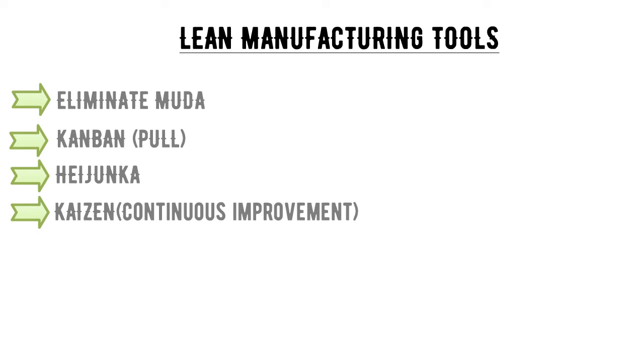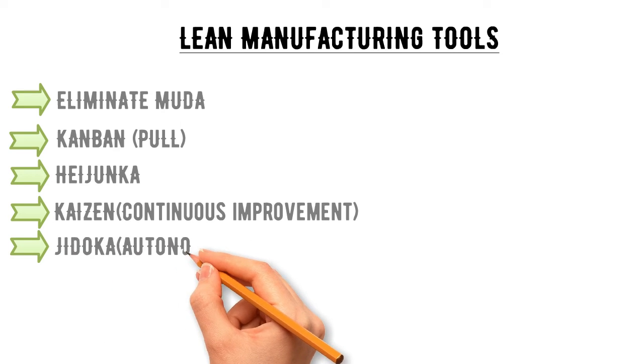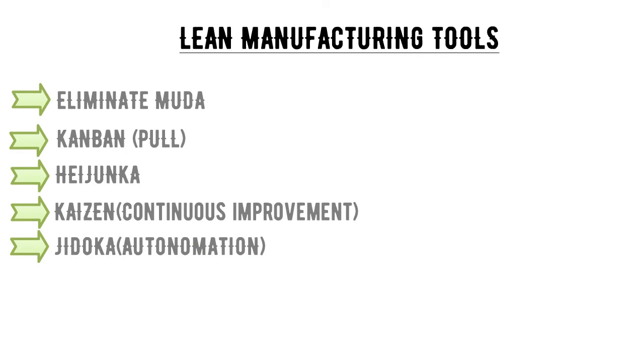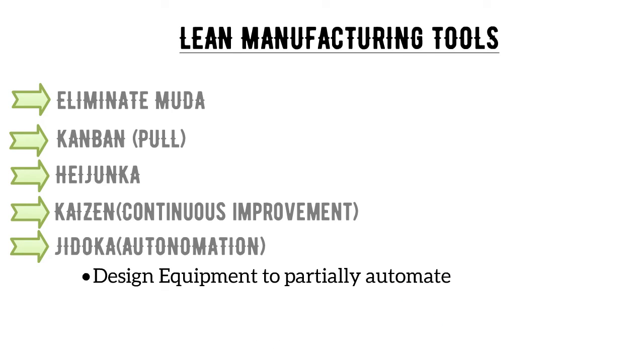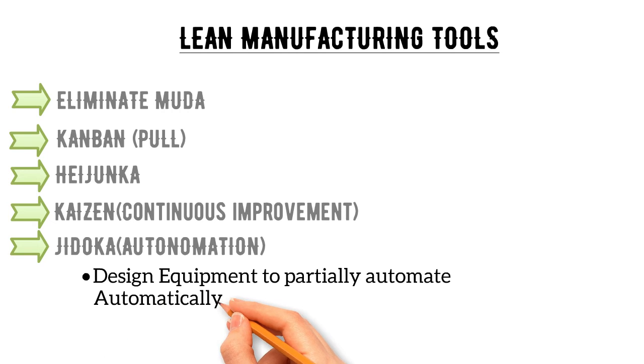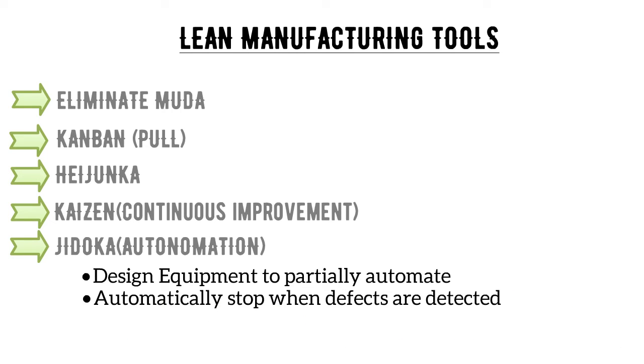Another lean tool is Jidoka or automation. So what is Jidoka? It is to design equipment to partially automate the manufacturing process, because partial automation is typically much less expensive than full automation, and to automatically stop when defects are detected. So how does it help? After Jidoka, workers can frequently monitor multiple stations. It reduces labor cost. And many quality issues can be detected immediately, which improves the quality of the product.